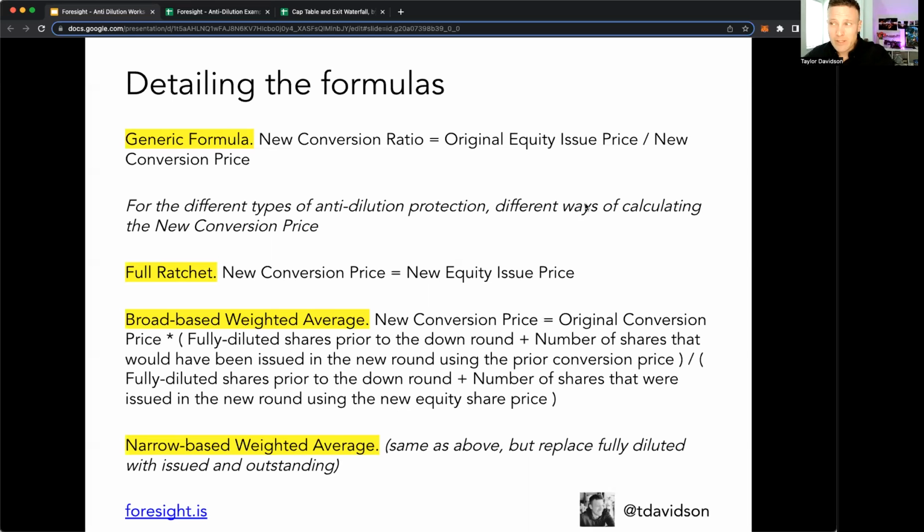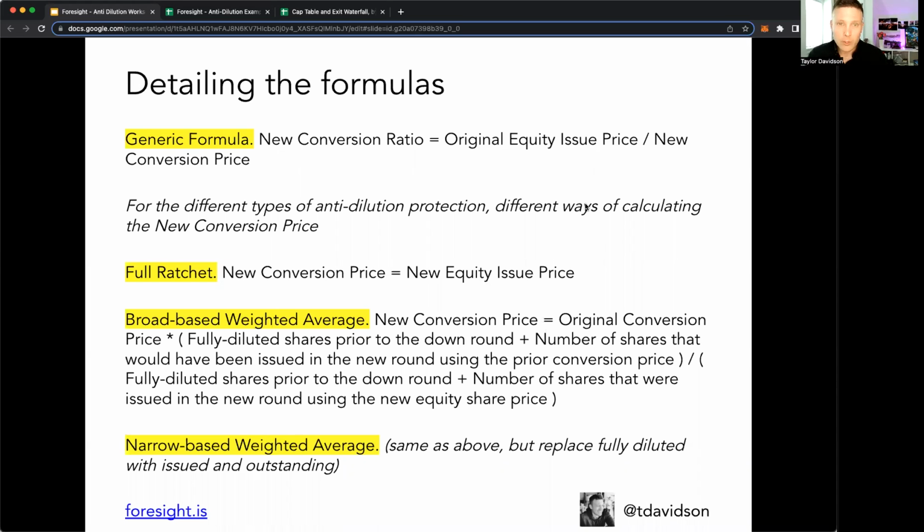Broad-based weighted average is a little bit different. It's a more complicated formula, and putting it in words on the slide probably makes it seem more complicated than it is. In a spreadsheet, I think it'll make a little more sense. So the way we think about it in this scenario is that the new conversion price is equal to the original conversion price times, the way most people write the formula, A plus B divided by A plus C.